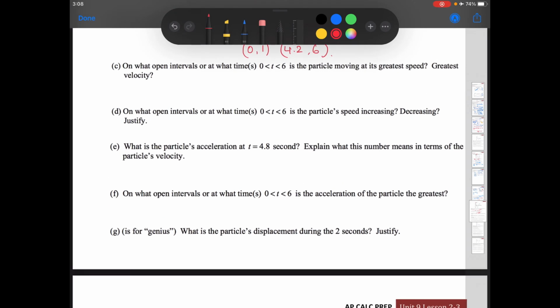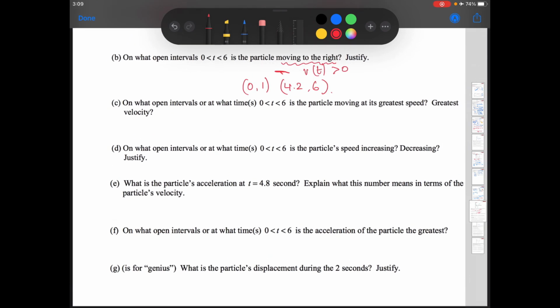C. On what open interval or at what times is the particle moving at its greatest speed? And greatest velocity. These are two different concepts. Greatest speed means we want to find the point farthest away from the x-axis. So greatest speed is where? At t equals 3, because it's furthest away.